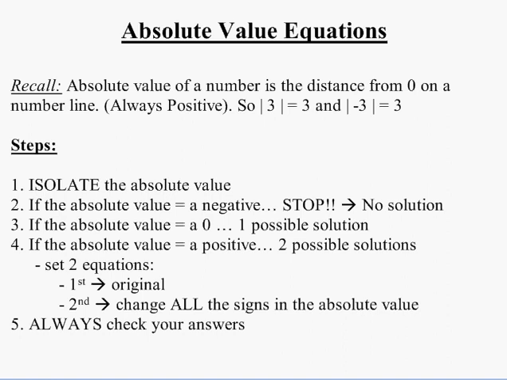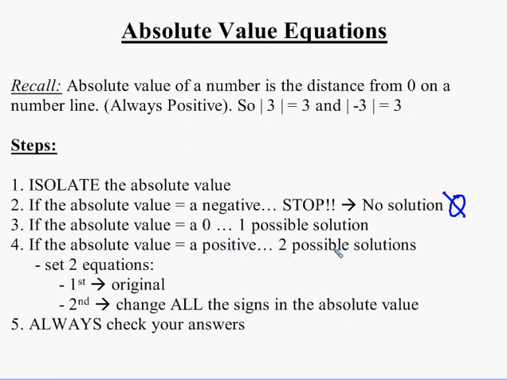When it comes to absolute value equations, you have about 5 steps to do. First and foremost, the first step is you have to isolate the absolute value. Once it's isolated, you need to see what it's set equal to. If it's set equal to a negative, stop because you're going to have no solution. If it's equal to a 0, you can only have one possible solution. If it's equal to a positive, you can actually have 2 possible solutions.